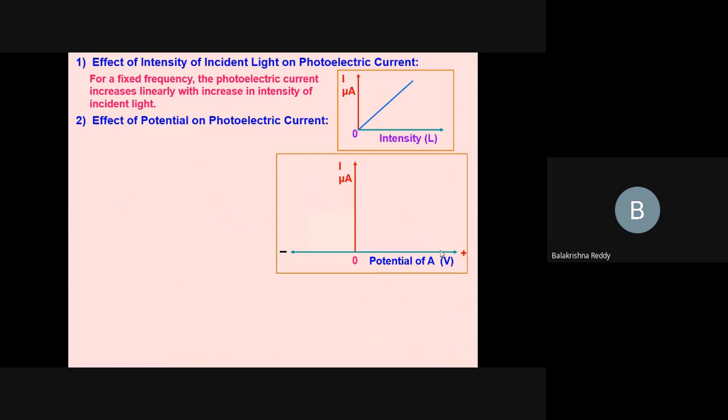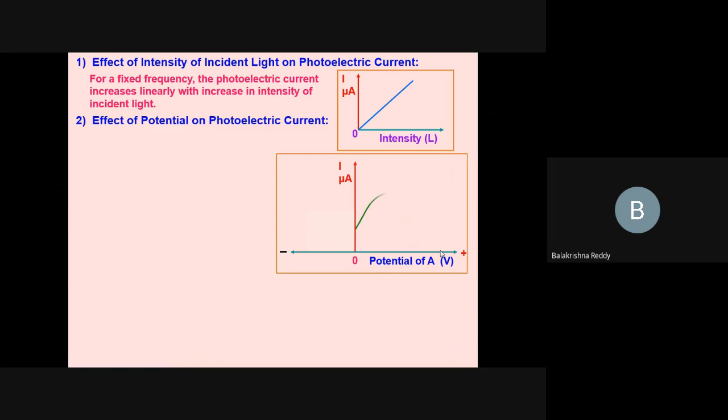So the electron may not reach the anode. Therefore, it will not contribute to the photoelectric current. The electron drops in the middle itself. In such a case, what are the conditions we should follow? First, whether the frequency is fixed or the intensity of incident light is fixed.